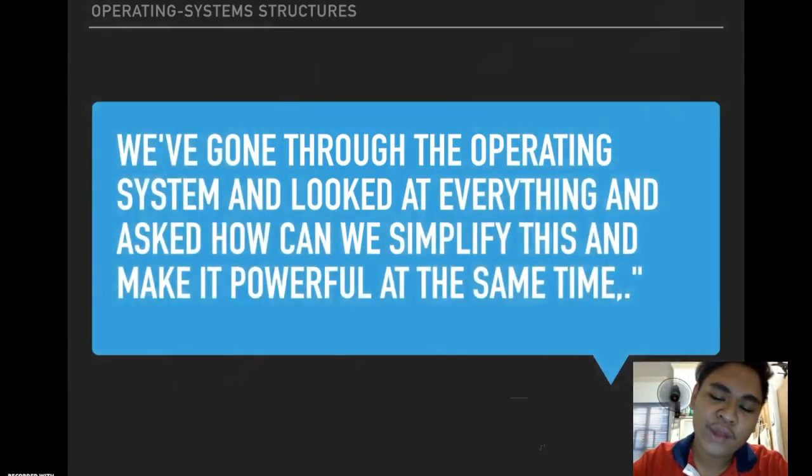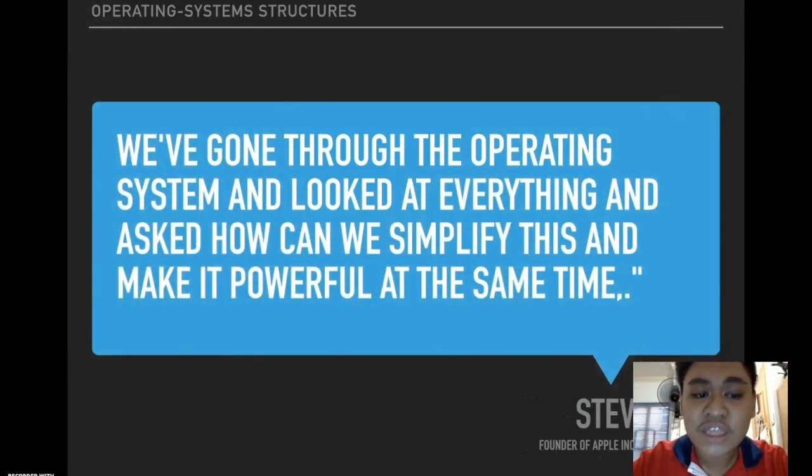Apple Incorporated co-founder and Pixar Studios founder Steve Jobs once said, "We've gone through the operating system and looked at everything and asked how we could simplify this and make it powerful at the same time." Operating system efficiency and simplicity should be one of the developers' main goals today.